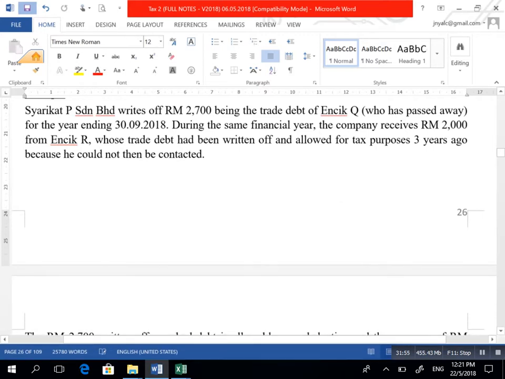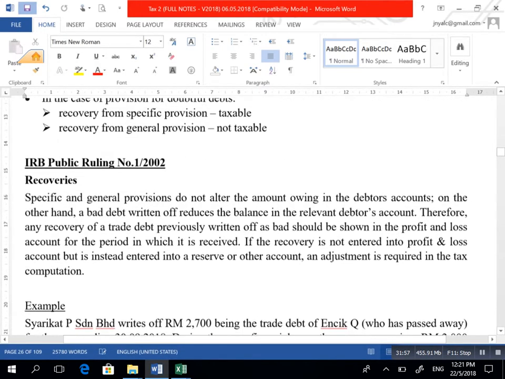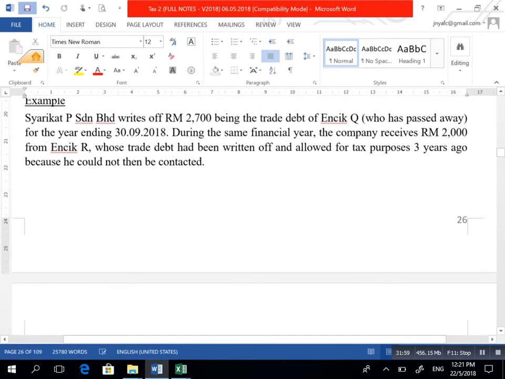So now this company writes off 2,700 being the trade debt of NJQ, who has passed away already, for the year ending 30th September 2018. So, bad debts written off. Now during the same year, the company received 2,000 from NJR, whose trade debts had been written off and allowed for tax purposes 3 years ago because he could not then be contacted. So 3 years ago, NJR was missing, right? The company could not contact him. So that's why 3 years ago it was already written off as a bad debt.